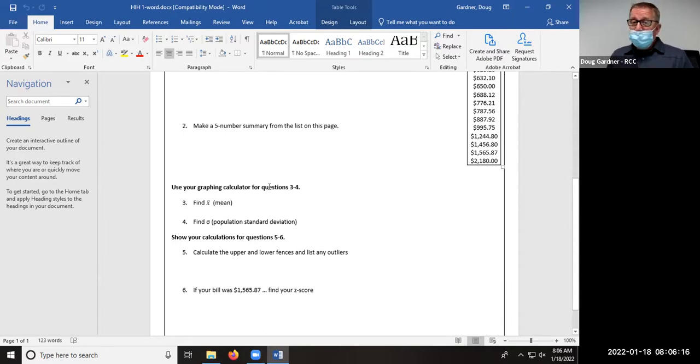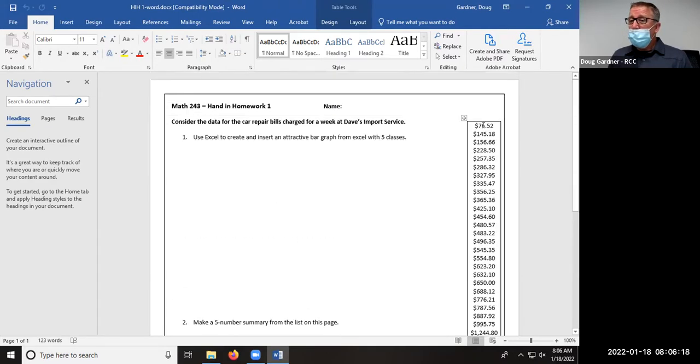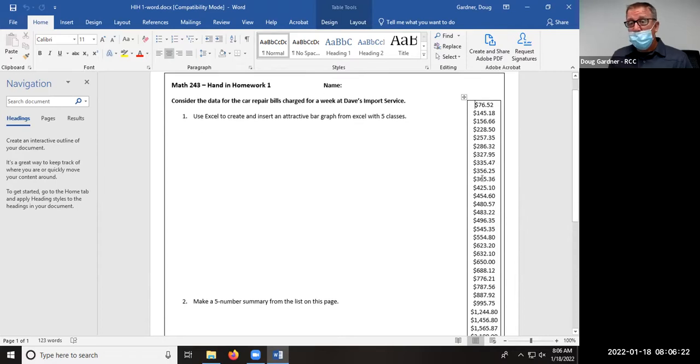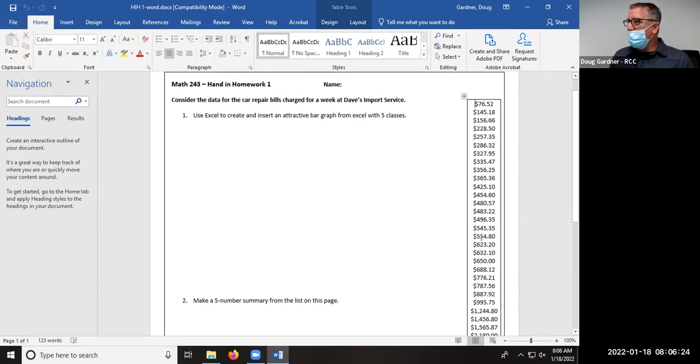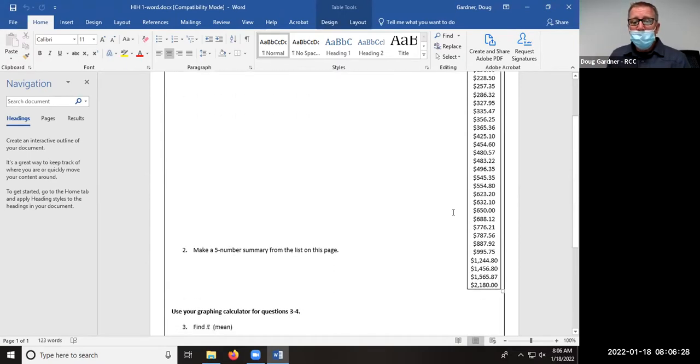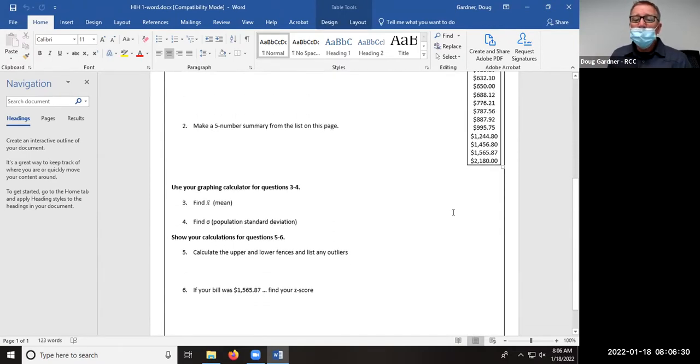You do know how to find the mean and the standard deviation. Notice I said use your graphing calculator to do that. That's way too many numbers to be finding the mean and the standard deviation yourself. Type all those numbers in your graphing calculator, or you have them in Excel already. Use Excel to do that. We will have a lab on how to do that, but I've shown you a couple examples as a part of this class, I think.